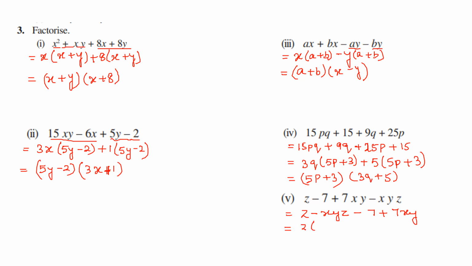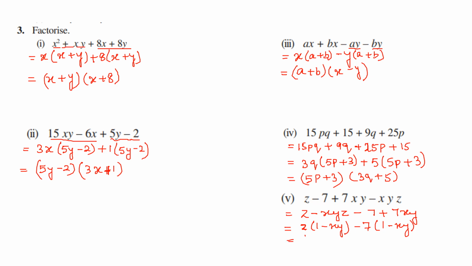If I take z common, from the first two terms I will be left with 1 minus xy, isn't it? Z into 1 gives me z, minus, and then z into xy is xyz. Now next I am going to take minus 7 common. If I take minus 7 common, I will be left with 1 minus xy. So minus 7 into minus xy will give me plus 7xy.